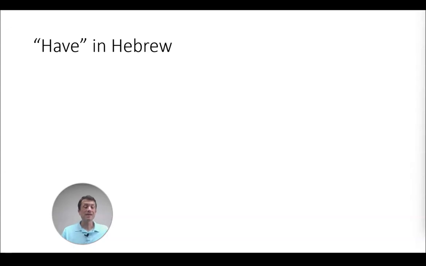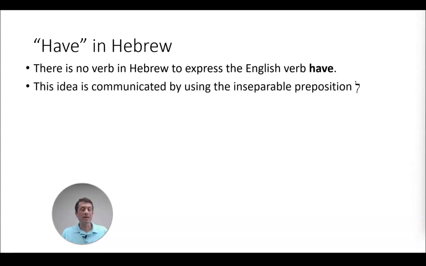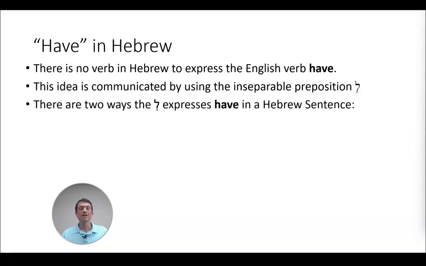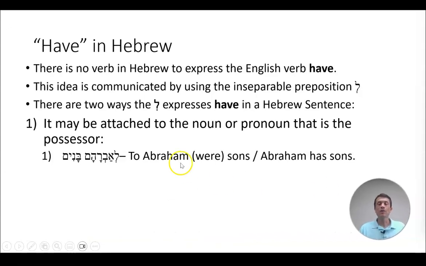Okay, the other main thing in this lesson is the verb have in Hebrew. To have. Hebrew doesn't have an equivalent of the verb have in English, and so it communicates that idea in a different way. It communicates it using the preposition lamed, the inseparable preposition lamed. So here's some examples. And there's really two different ways that the preposition lamed expresses the idea have in a Hebrew sentence. So here's one. It may be attached to the noun or pronoun that is the possessor. So the person that has something, you use the lamed attached to it.